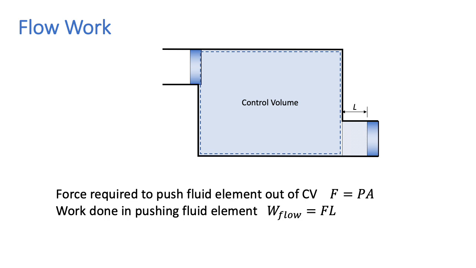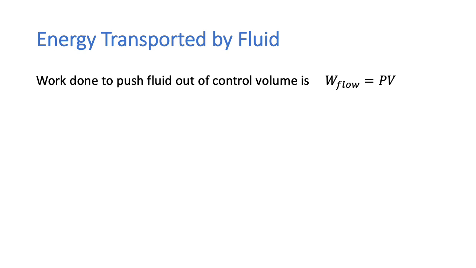The work done in pushing out this fluid element, which is the flow work, is going to be the force times the distance, F times L. Now F is equal to PA, so substituting that, we get PAL. AL is simply the volume of the fluid. So we can write that as PV, where V is the volume of the fluid element which has come out of the control volume. The work done to push the fluid out of the control volume is P times V.